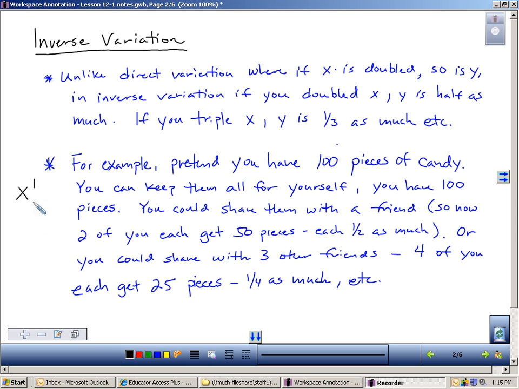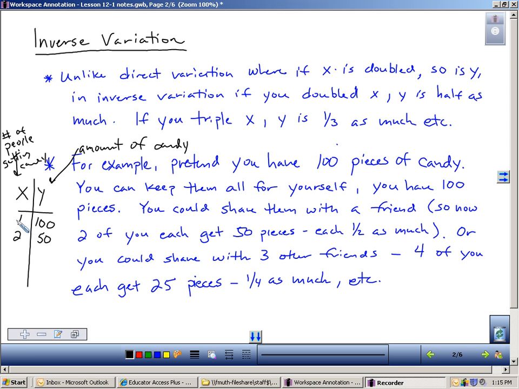Here's the number of people getting candy, and Y is the amount of candy. If you get all the candy, you get all 100 pieces. Well, let's say we double the amount of people getting the candy. In other words, you have to share the candy with someone else. If you share the candy, you're only getting 50 pieces each.